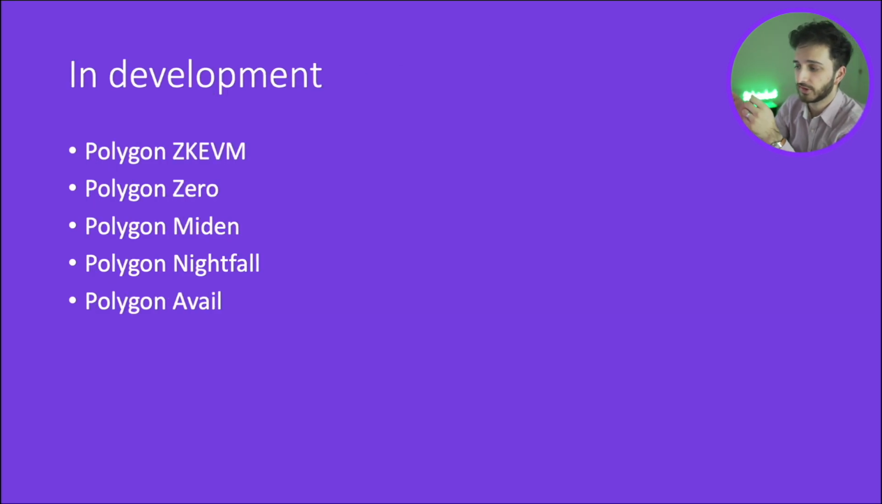Now, so yeah, they've only got these two solutions: the Polygon proof of stake chain that we're very familiar with, and the Polygon Edge. Now in development, there is a lot of stuff coming. We have Polygon ZK EVM, Polygon Zero, Polygon Maiden, Polygon Nightfall, and Polygon Avail. Lots of stuff coming, and what we're going to do now is just briefly talk about each of them.